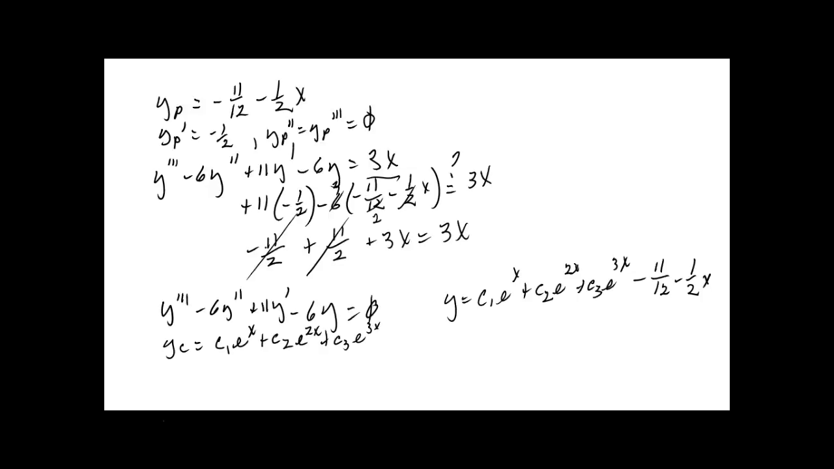So hopefully that's exactly what they have here. C1 e to the x plus C2 e to the 2x plus C3 e to the 3x minus 11/12 minus 1/2 x. That is your general solution. So here we have another superposition principle, and this is theorem 4.1.7. What if you have more than one particular solution? They just have shown us this happens to be a particular solution. What if you have more than one?